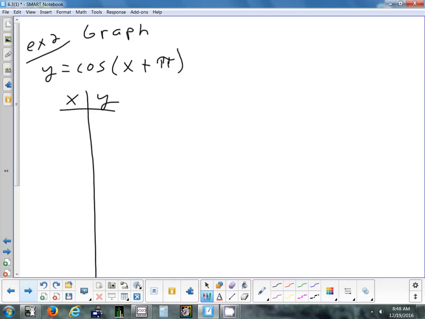Okay, how do I know that this is a phase shift? Besides, it's the only one we've learned so far. Yeah, you're adding or subtracting in parentheses. So because it's a phase shift, which value is not affected by a phase shift? The y's. So can you tell me my y values for cosine?